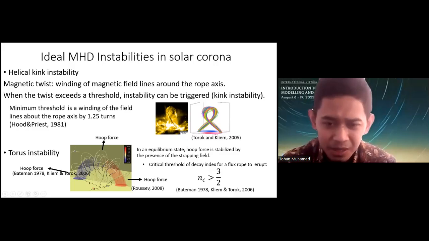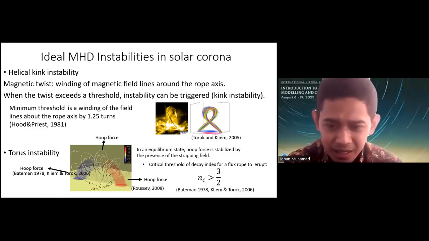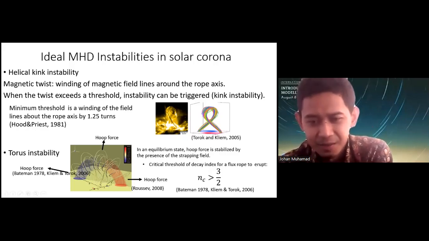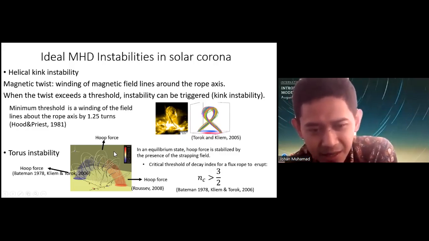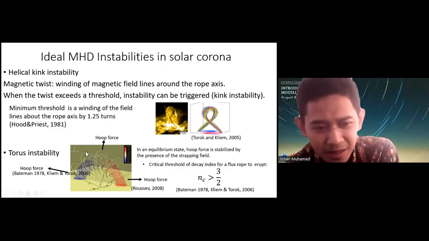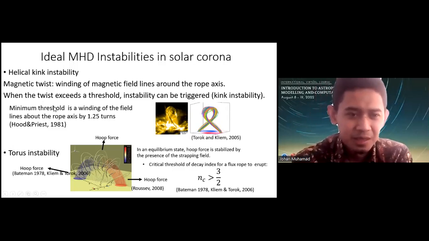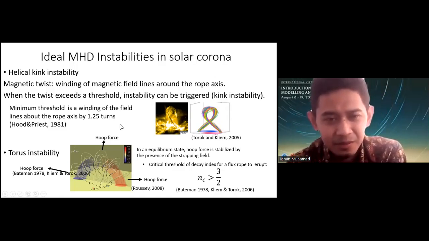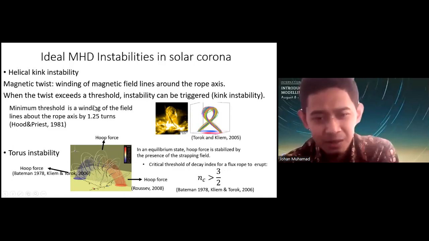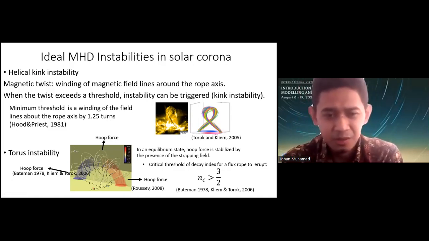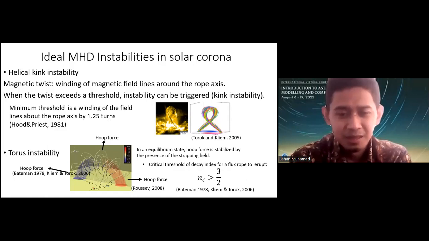Then we have another definition, the decay index. If the decay index for a flux source is greater than 1.5, then this magnetic flux will become unstable and expand very quickly, and that's when the torus instability will occur. These two instabilities are two examples of ideal MHD instabilities. There is no ohmic dissipation or diffusion, but still the plasma and magnetic field will be unstable.